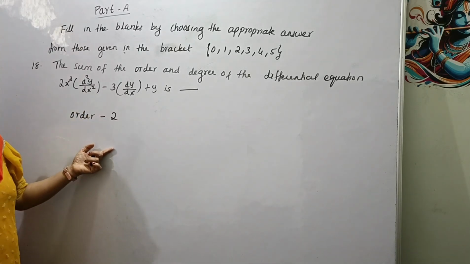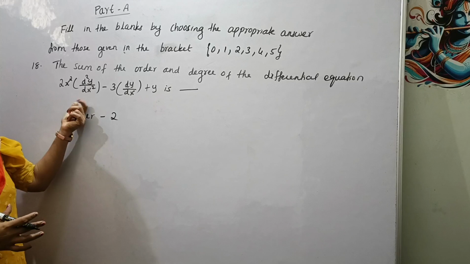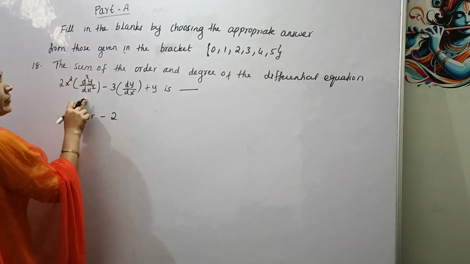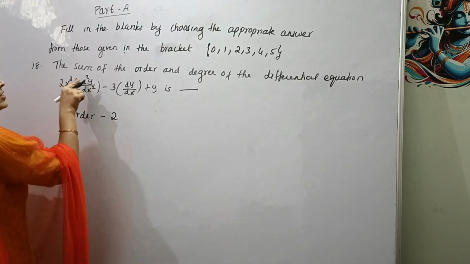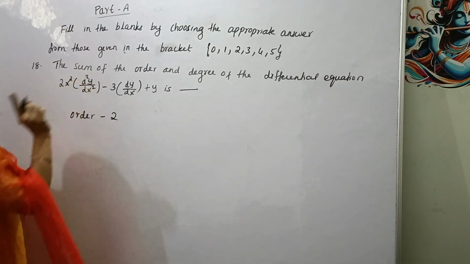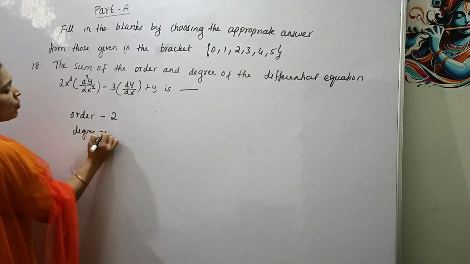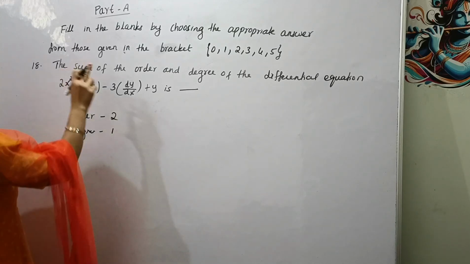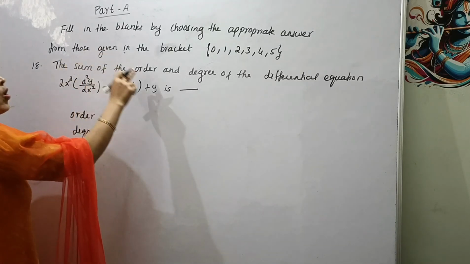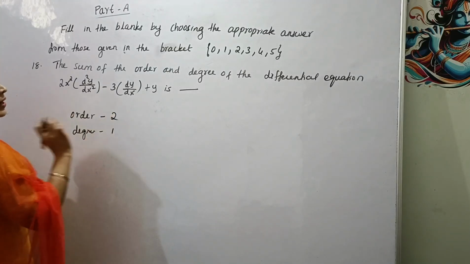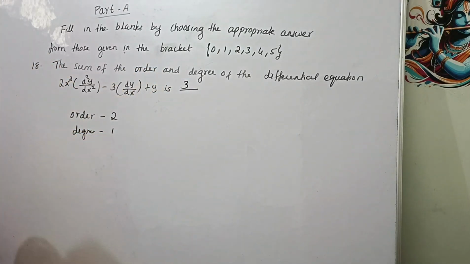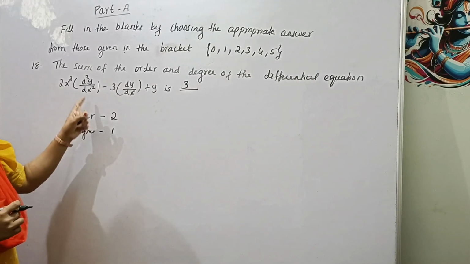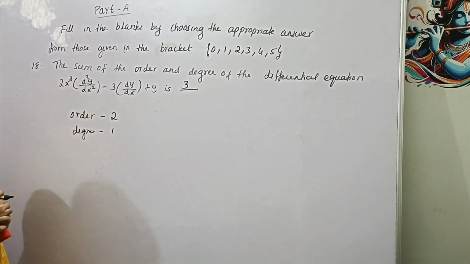Now what about degree? See, degree is nothing but power of the highest order derivative. So what is the power of the highest order derivative? Here highest order derivative is d square y by dx square. Its power is 1, right? Therefore degree is equal to 1. Degree of this differential equation is 1. So here we have to write the answer of sum of the order and degree. So 2 plus 1, that is 3. Sum of the order and degree of the differential equation is 3.